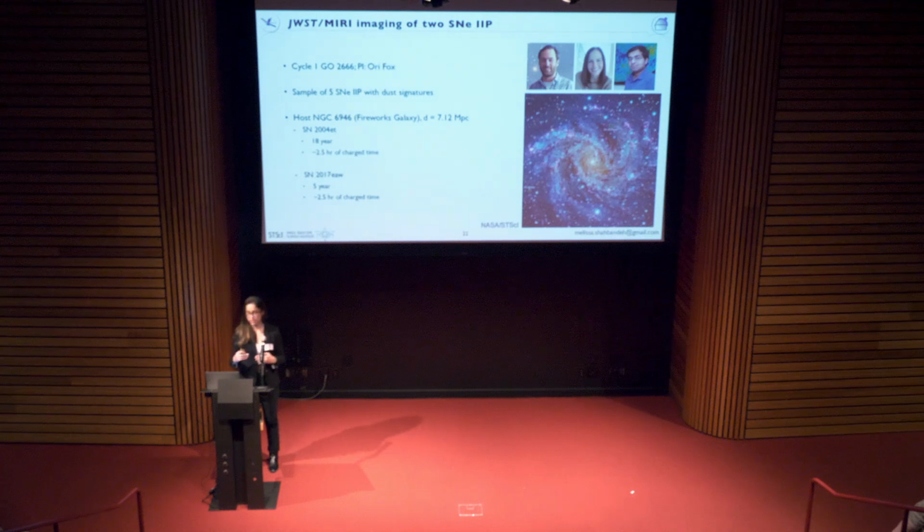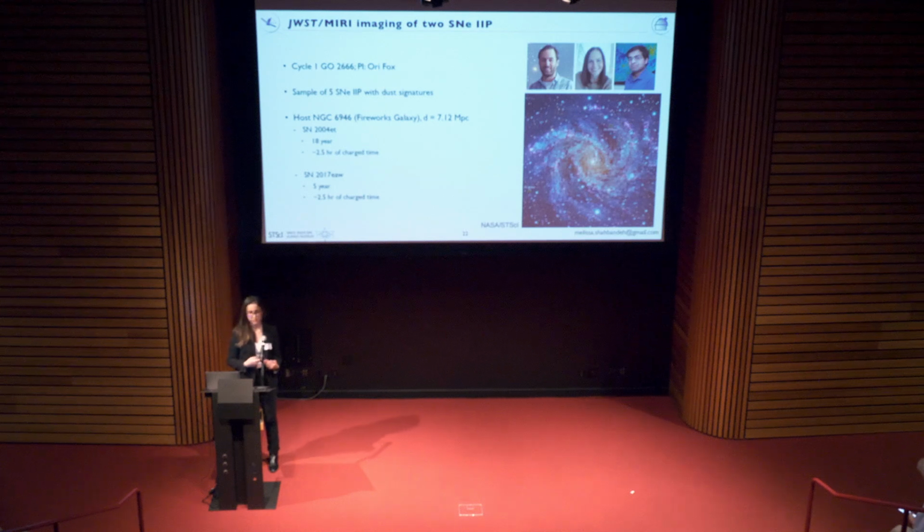And we either saw some signatures of dust with Spitzer, or we used Keck spectra to see the CO molecules in the past. So we use these supernovae that are older than 5 years right now to see how much dust we can measure, or the composition of dust.